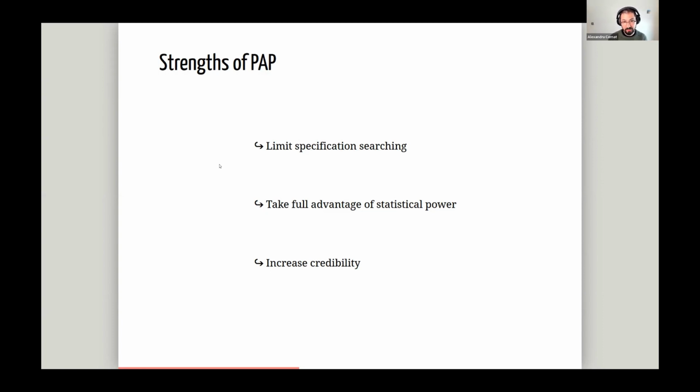Okay, and finally, doing this increases the credibility of your research. So again, this is really important because it proves basically that you're doing confirmatory work and that you had this hypothesis before you have seen the data, and increases your chances of being published afterwards.